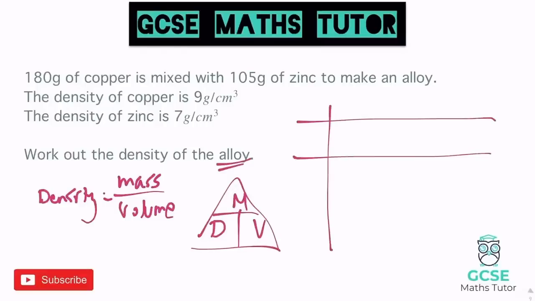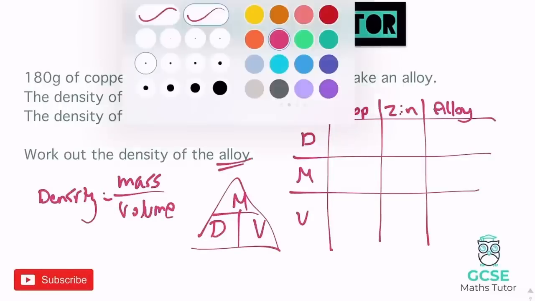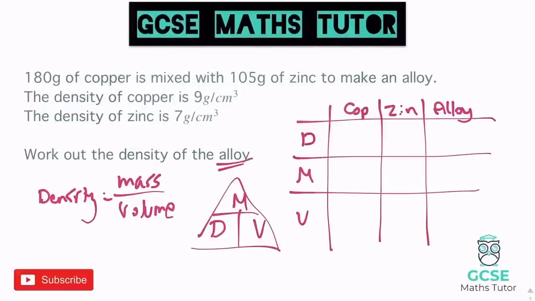Let's have a look. Now for each thing we're going to need a density, we're going to need a mass, and we're going to need a volume. We have the copper, we have the zinc, and we have the alloy. I'm going to split this all up into a table. Right, so let's fill in what we've got. We've got a mass of the copper of 180. We've got a mass of the zinc of 105. It also gives us a density of the copper, which is 9, and a density of the zinc, which is 7. And it wants us to work out the density of the alloy just here.